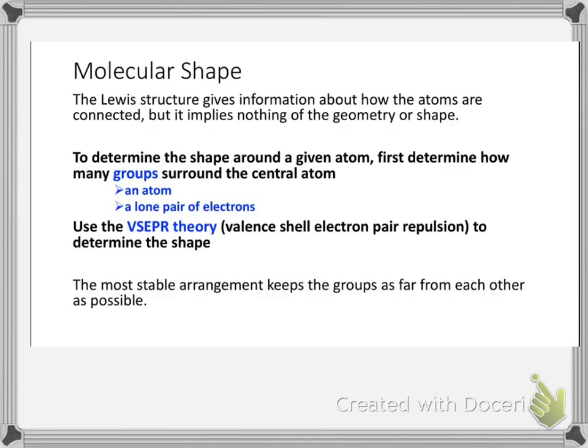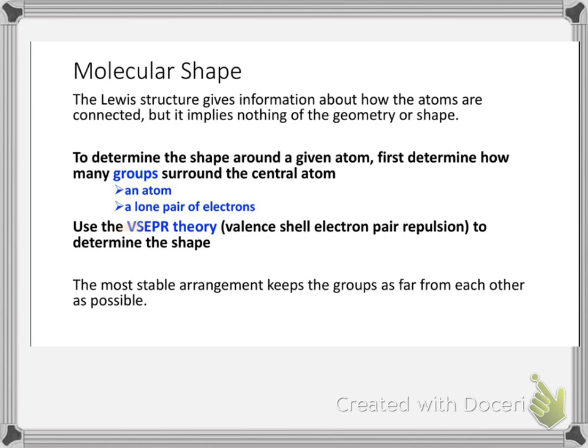So in a previous video, I was going over how to draw Lewis structures. Remember, Lewis structures show the types of bonds and the location of non-bonding electrons. Another thing that Lewis structures can help us determine is the molecular shape, or we can call it its geometry. So we're going to use something called the VSEPR theory.